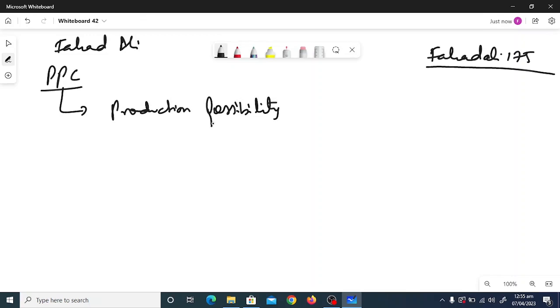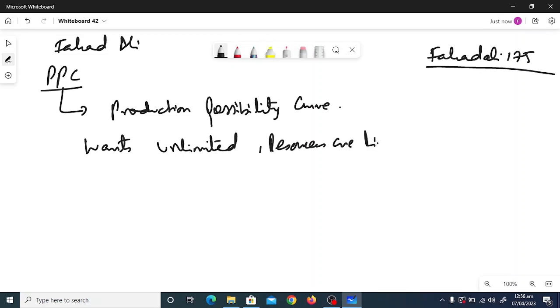In the first chapter we learned that resources are limited but wants are unlimited. So as we proceed with the topics, we can say that the basic economic problem is there: wants are unlimited but resources to satisfy those wants are limited. So resources are limited. Remember this.